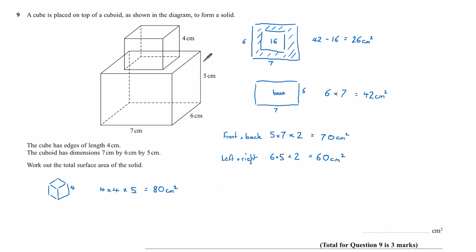And so I now have all of the different faces, and so my total surface area is the sum of those faces, which is 278 centimeters squared.